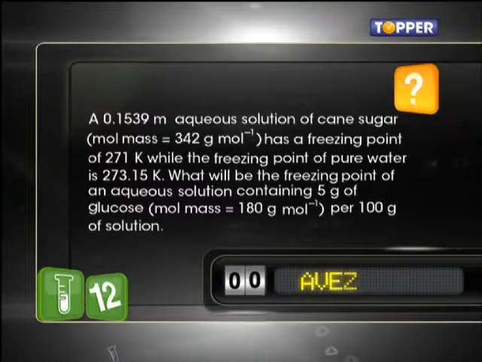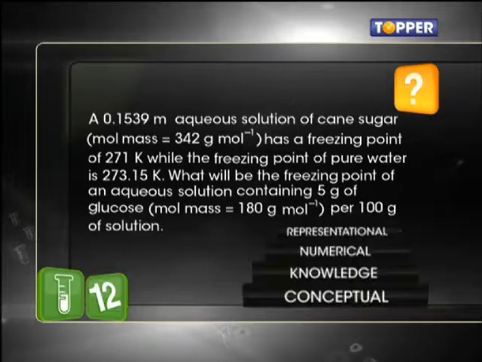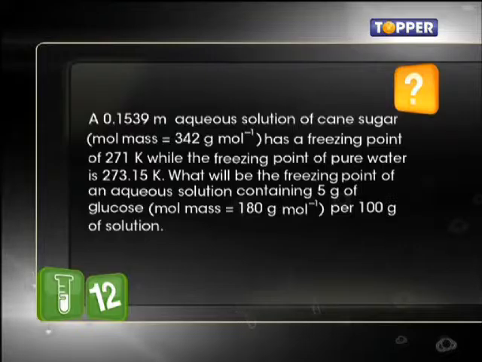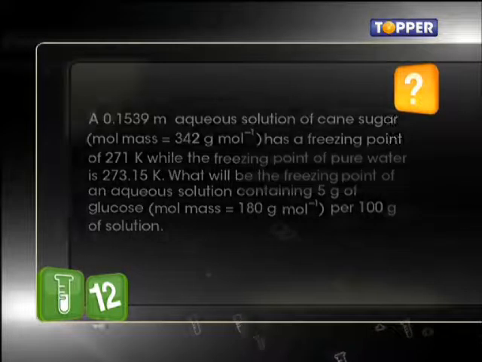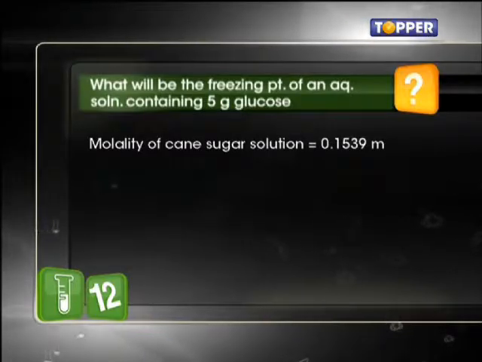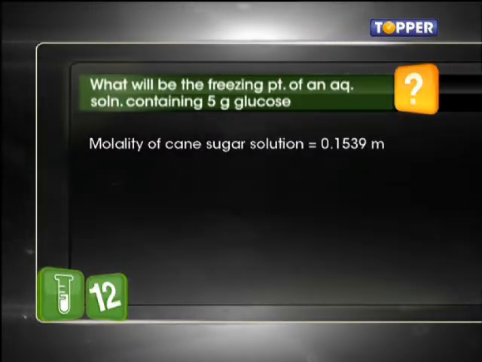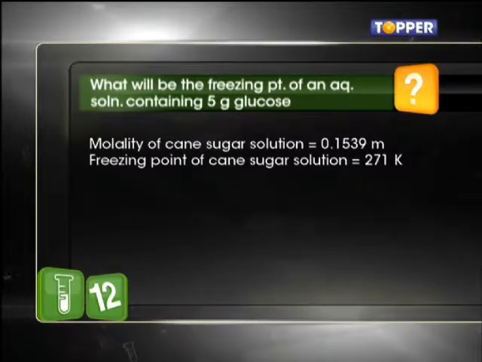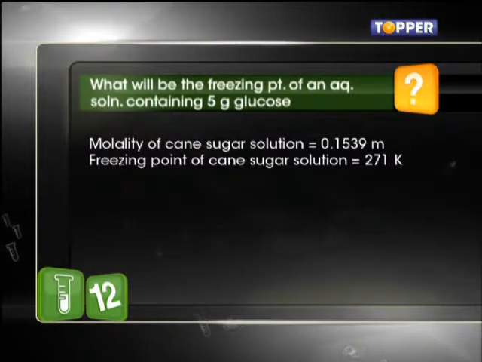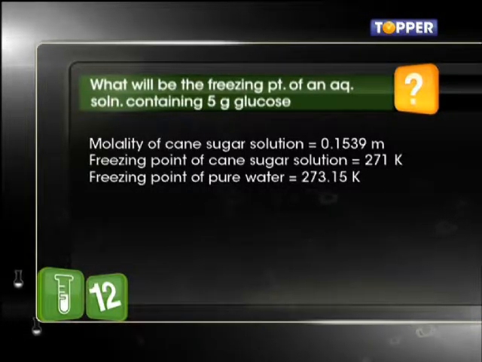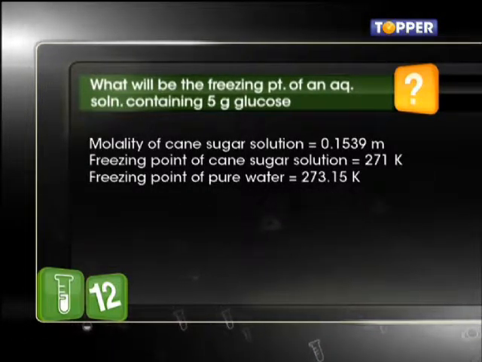This is an average question testing one's numerical ability. If a question like this is asked for 3 marks, here is how you should answer it. Given that the molality of cane sugar solution is equal to 0.1539, the freezing point of cane sugar solution is equal to 271 Kelvin, and the freezing point of pure water is equal to 273.15 Kelvin.